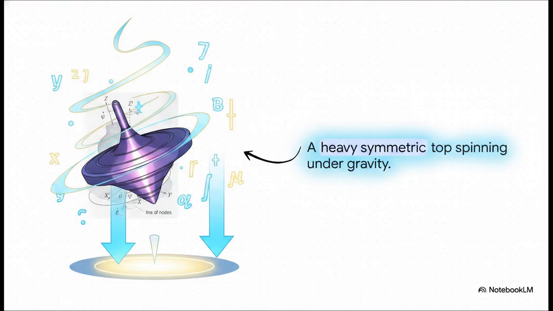And that brings us to our anchor for today, a heavy symmetric top. You can see how gravity is pulling down on its center of mass, while that pivot point on the ground forces it to stay put. Because it's symmetric, its principal moments of inertia along two of its axes are perfectly equal. This symmetry is basically our only lifeline for solving its motion. But even with that, we're going to need some incredibly heavy-hitting math to figure this out.